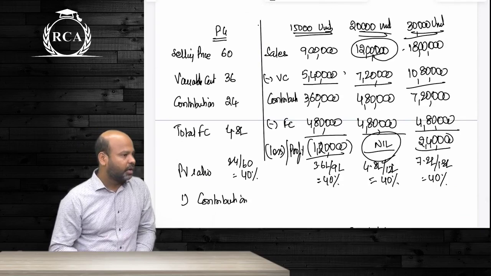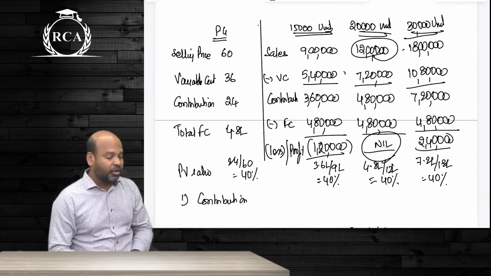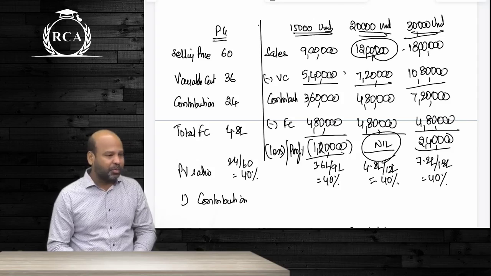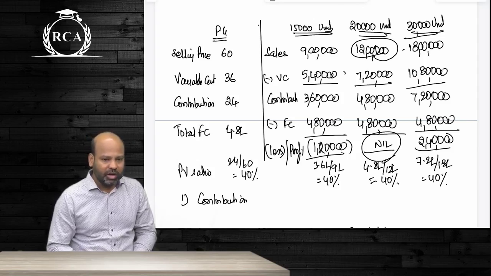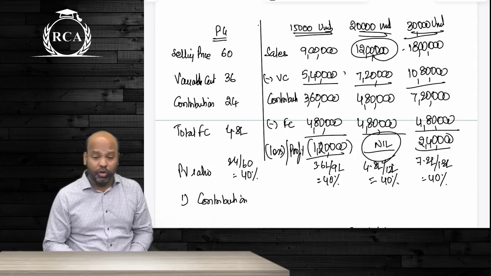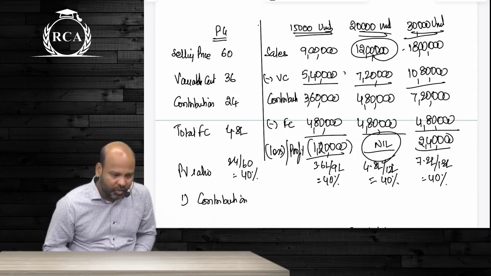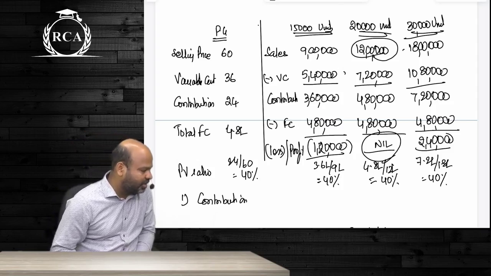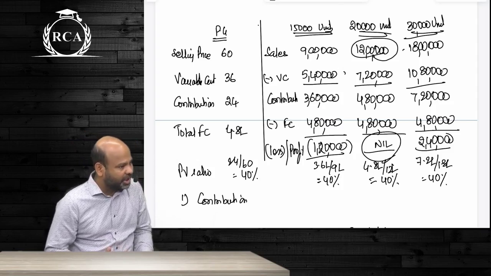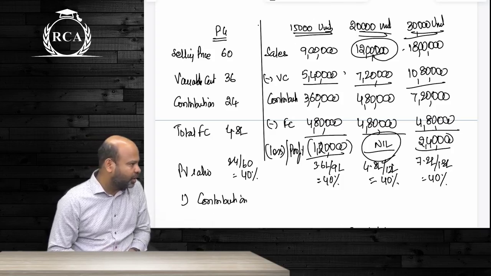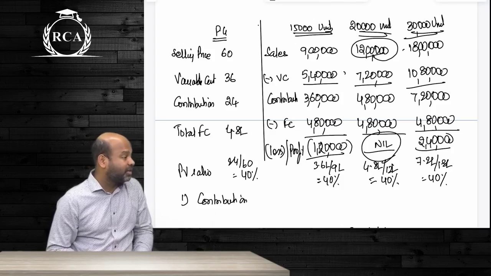After that, we did variable cost ratio and PV ratio. PV ratio is the proportion of contribution in the overall revenue of the company. Because PV ratio is a relative term, it does not depend on your sales volume. Whether you sell 1 unit, 10,000 units, or 1 crore units, unless otherwise given, PV ratio cannot change. I repeat, PV ratio is the proportion of contribution in the overall revenue. That is why you write contribution divided by sales.